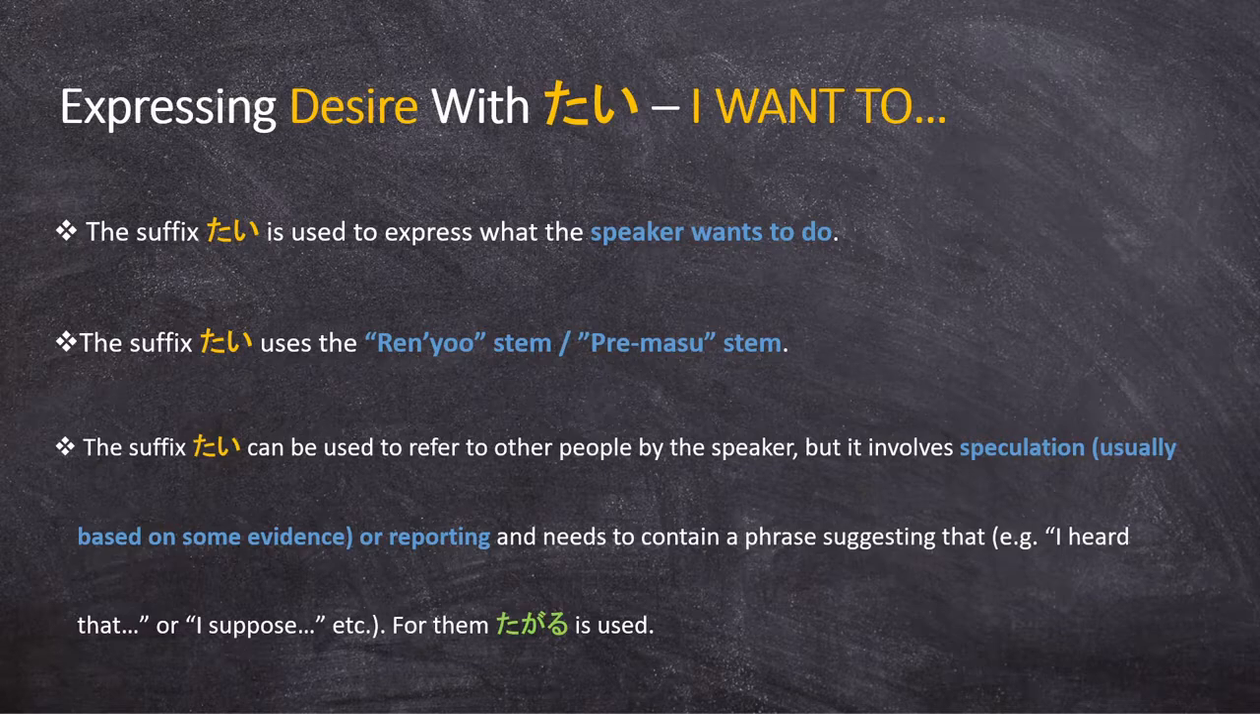Now that we have covered this, let's move on to the formation process by taking a look at first the ichidan verbs.